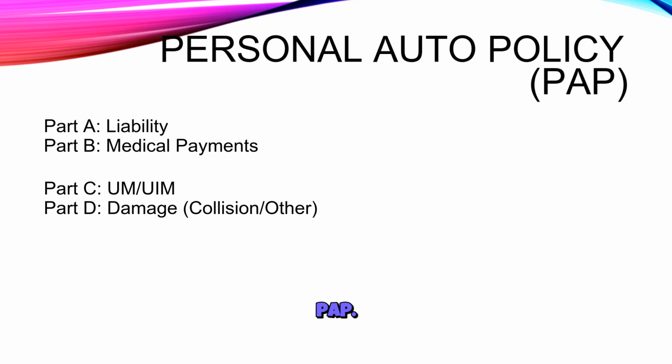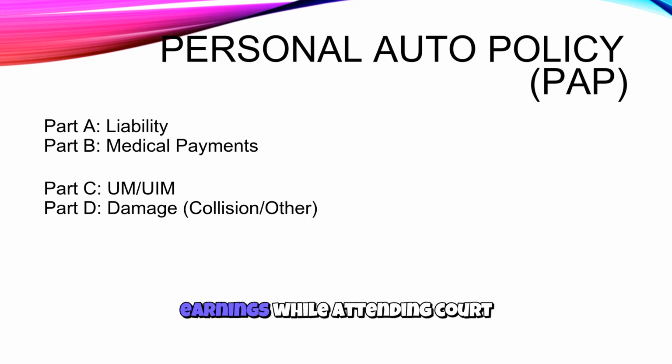Let's break down the PAP. Part A, liability, pays for bodily injury, BI, and property damage, PD, you cause to others. Also includes supplementary payments for things like bail bonds and loss of earnings while attending court at the insurer's request. Part B, medical payments, pays medical expenses for you and your passengers regardless of fault. Part C, uninsured or underinsured motorist, UM/UIM, protects you from drivers with no or not enough insurance.